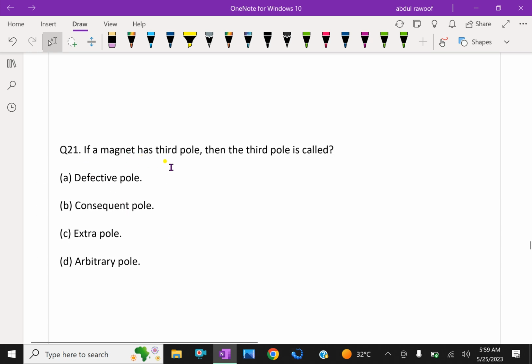If a magnet has a third pole, then the third pole is called defective pole, consequent pole, extra pole, arbitrary pole, which is consequent pole. If the magnet has 3 poles, the third pole is known as consequent pole.